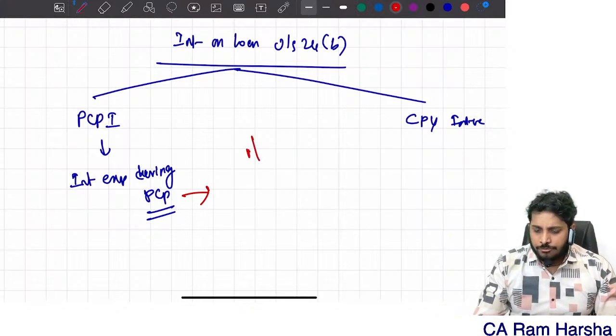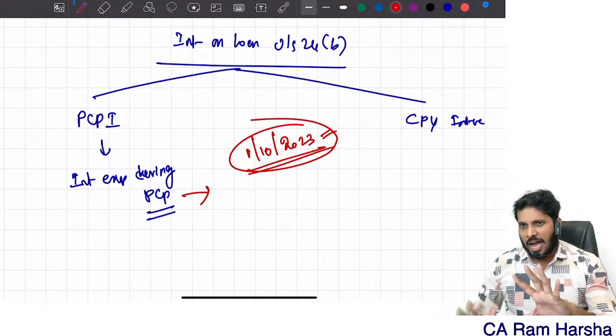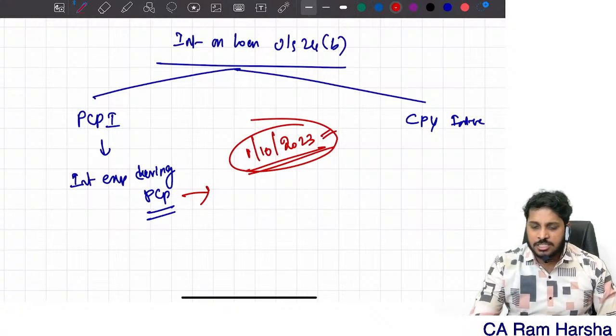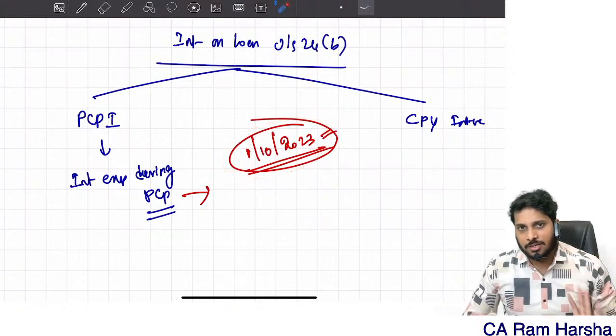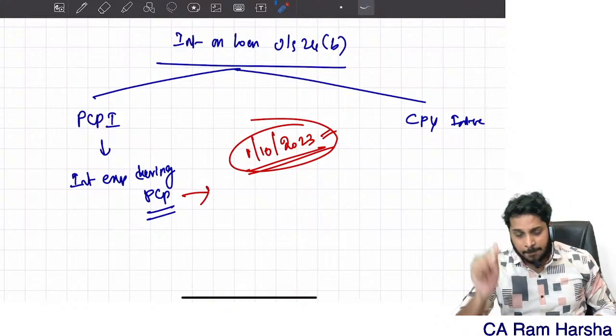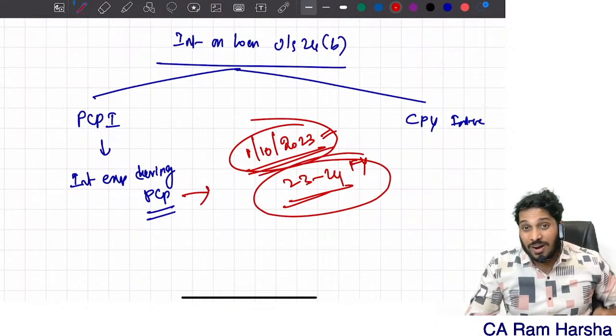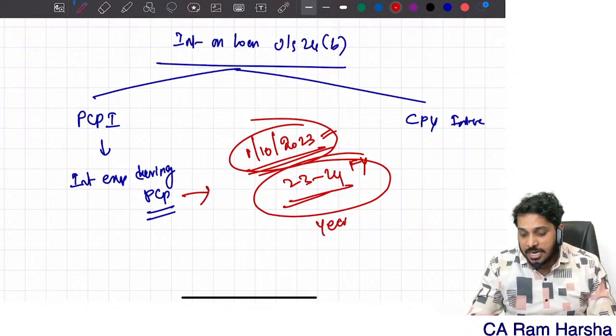Suppose 1st October 2023. Look at this. 1st October 2023 onwards, I can stay in my house. I started constructing the house. Up to 1st October, I cannot stay. The 23-24 financial year is the year of construction.